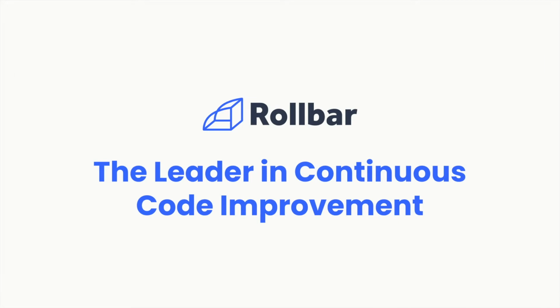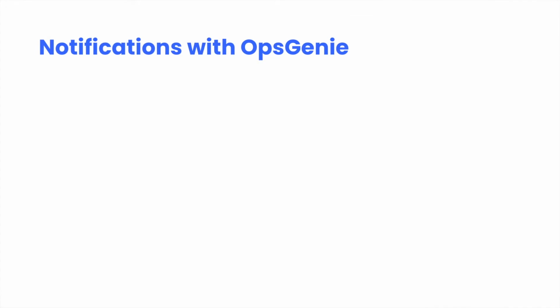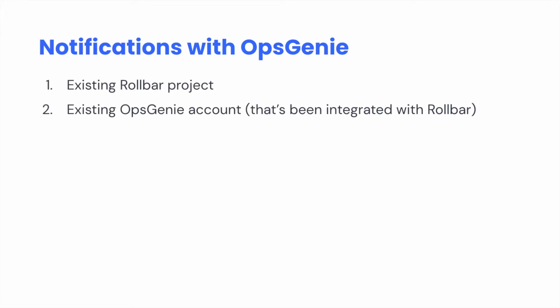In this video, we're going to show you how to integrate an existing Rollbar project with OpsGenie. But before we continue, let's make sure we level set and discuss a few assumptions. Number one, that you have created an existing Rollbar project and it's actually received some errors. And secondly, that you have an existing OpsGenie account that's been integrated with Rollbar.